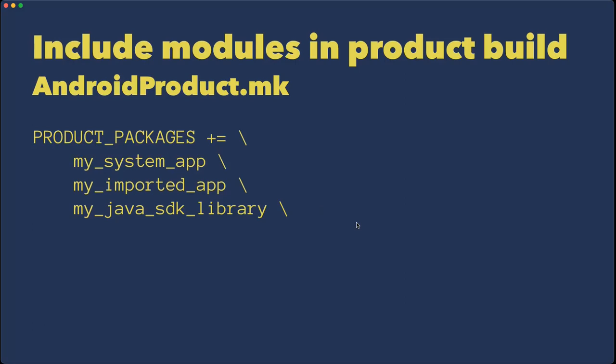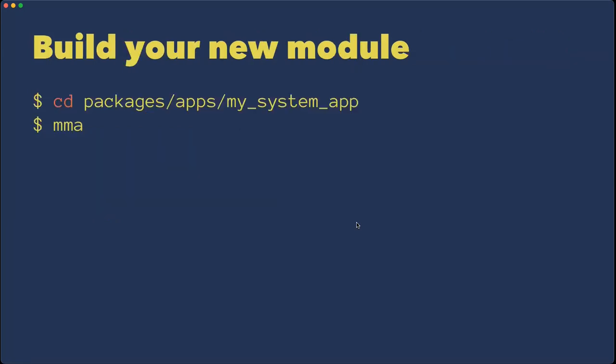It's a little bit sensitive about noticing that there is something new in the tree sometimes. So the tip is to go into the packages, apps, my system app, and then you run mma, which means that you build the package in the current folder. That's something you need to do once to get it to recognize that everything is there.